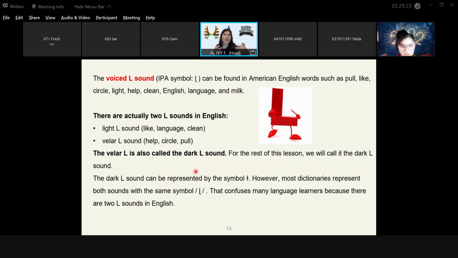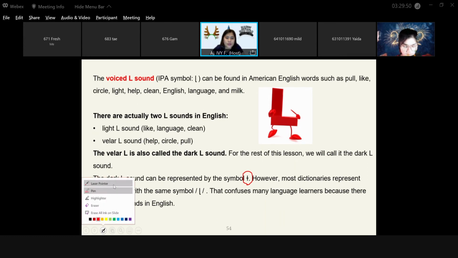If I say dark L, it is something like, oh. The dark L sound can be represented by a symbol. Look at this one, let me just write it. Here, this symbol is the symbol of a dark L. That means it's something like, oh, you really have to put emphasis.